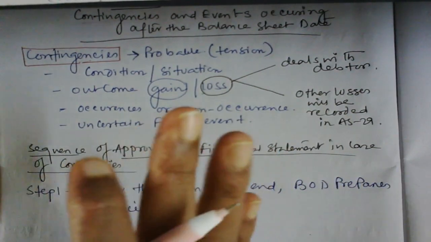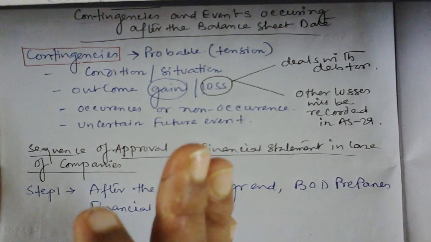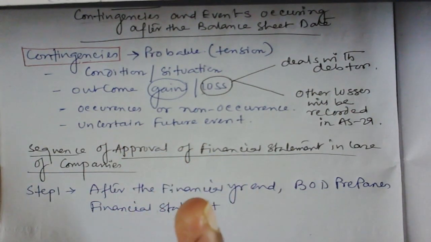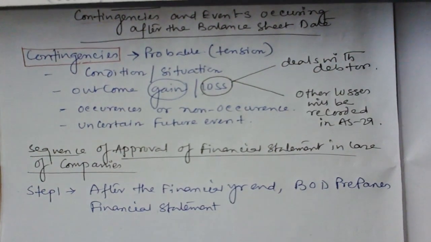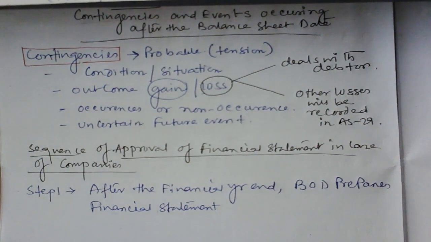Sir, we need to understand one more important thing. In case a company is doing its financial statement for the first time, after its incorporation, then the company has to approve the financial statement in its AGM, because the financial statement will be approved in the AGM by the shareholders. The first AGM has to happen within 9 months from the end of the financial year. It means if 31st March is the financial year close, you have to complete your AGM latest by 31st December of that year.